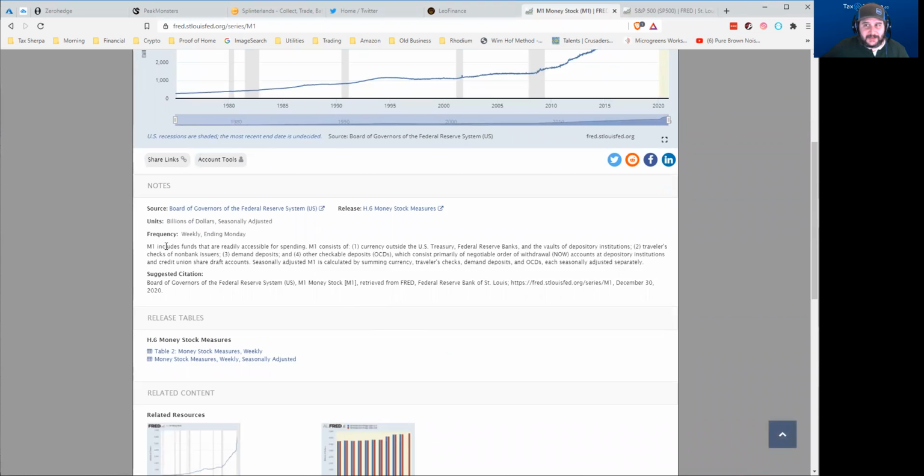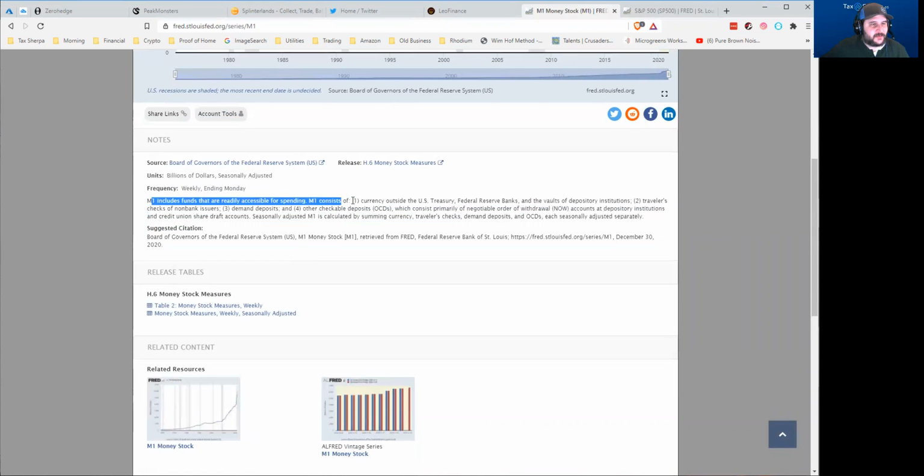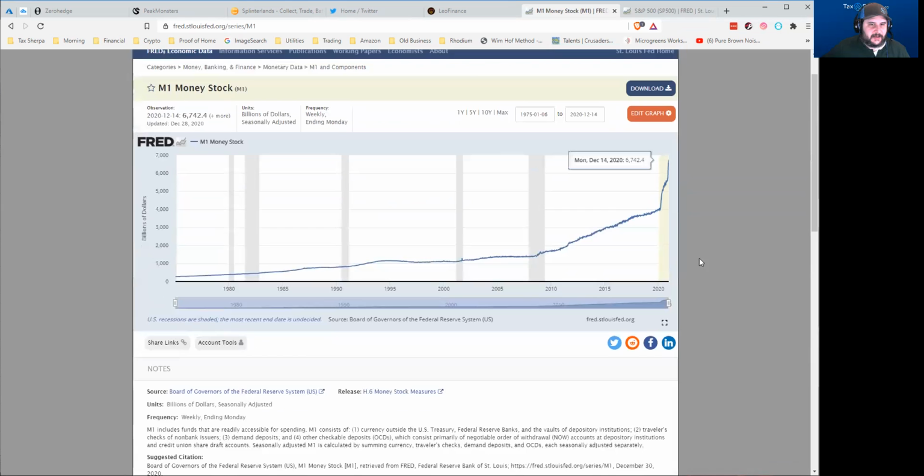Now, as far as what M1 is, M1 includes funds that are readily accessible for spending. M1 consists of currency outside the U.S. Treasury, Federal Reserve banks, and the vaults of depository institutions, traveler's checks of non-bank issuers, demand deposits, that's checking accounts, basically. Other checkable deposits, which consists primarily of negotiated order of withdrawal accounts at depository institutions and all credit union share draft accounts. And yeah, so basically this is spendable money. And that money, a large part of it has gone into stocks, bonds, real estate. And that's been keeping those prices high while everything else has been kind of deteriorating.